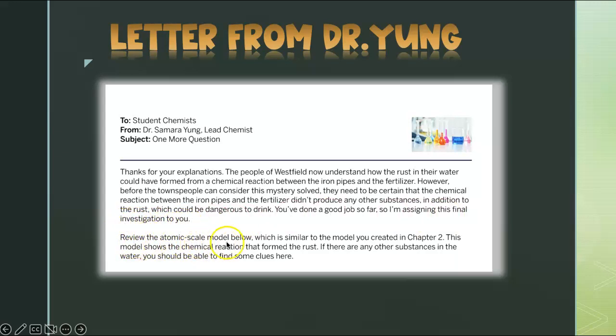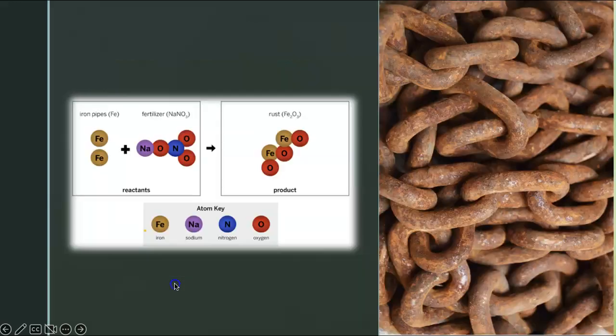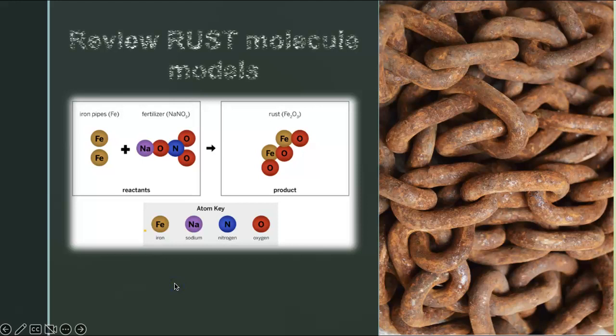Review the atomic scale model below, which is on the next page, which is similar to the model you created in Chapter 2. This model shows the chemical reaction that formed the rust. If there are any other substances in the water, you should be able to find some clues here. So let's go ahead and review rust molecule models from last time.